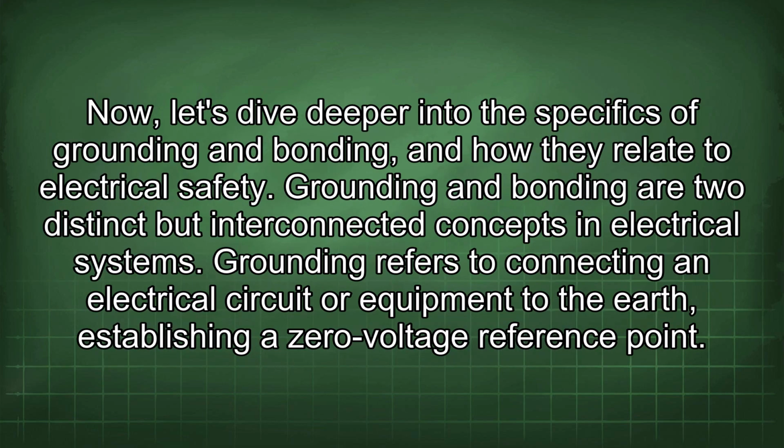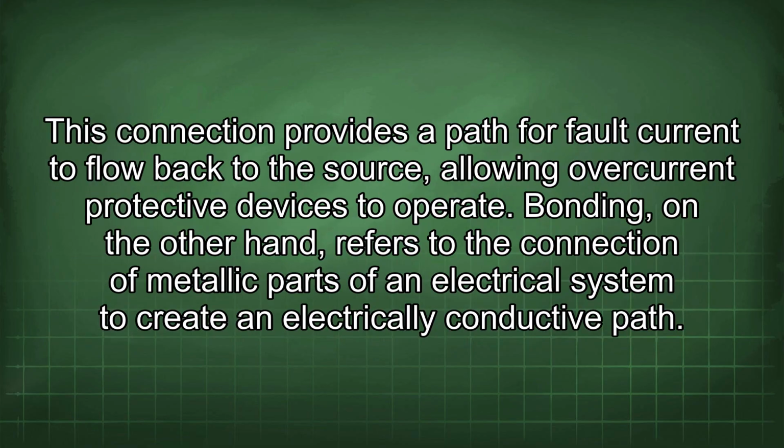Now let's dive deeper into the specifics of grounding and bonding and how they relate to electrical safety. Grounding and bonding are two distinct but interconnected concepts in electrical systems. Grounding refers to connecting an electrical circuit or equipment to the earth, establishing a zero-voltage reference point. This connection provides a path for fault current to flow back to the source, allowing overcurrent protective devices to operate.